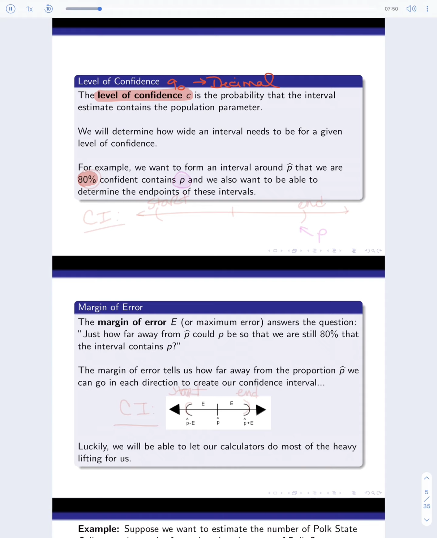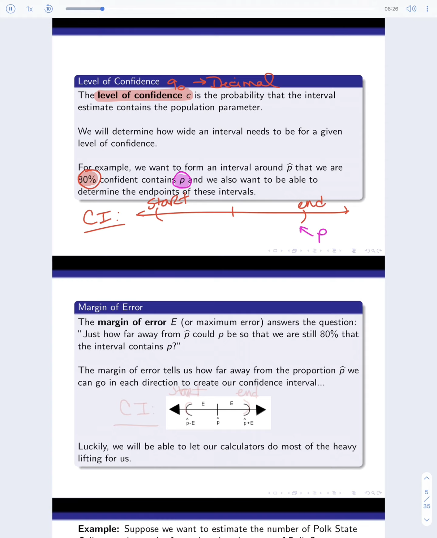And what it allows us to say is, let's say, we're 80% confident that our interval that we create, and we'll have a starting and a stopping point, contains our proportion P for the entire population. We'll be 80% confident that our value for the entire population is somewhere in between the starting value that we come up with and the ending value that we come up with for our confidence interval.